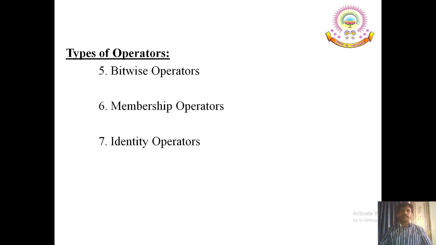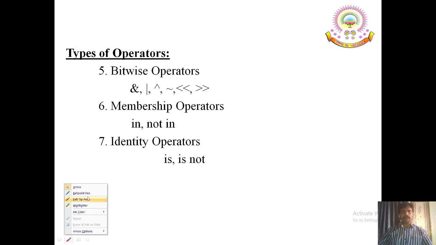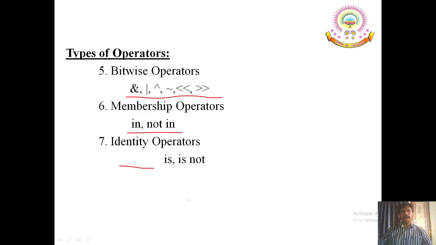Next, bitwise operators, membership operators and identity operators. All these things are special. These membership operators and identity operators are special to Python when compared to the remaining programming languages. So here, bitwise operators all are equal to C programming. Membership operators are not there in C programming, and identity operators are also not there in C programming. Now let us see one by one in detail.